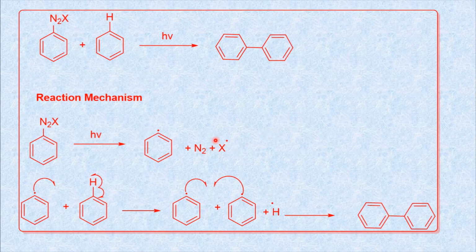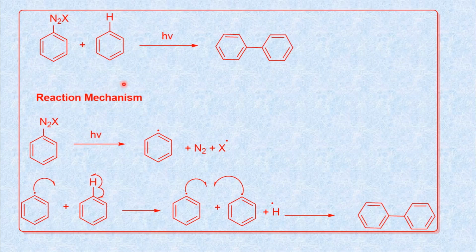This X may be any halogen, not acetate or OH. It's a halogen, maybe fluorine, chlorine, bromine or iodine. Then this phenyl radical reacts with this aromatic solvent, benzene. The breaking of this C-H bond takes place. It generates this Ph radical and H radical. Then the dimerization of these two radicals takes place. You will get this diphenyl product. So this reaction mechanism is very simple.